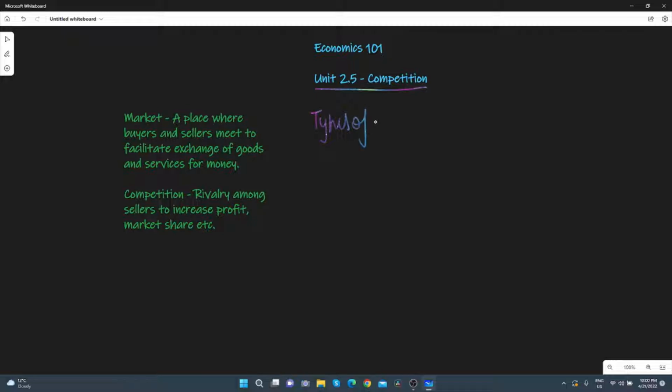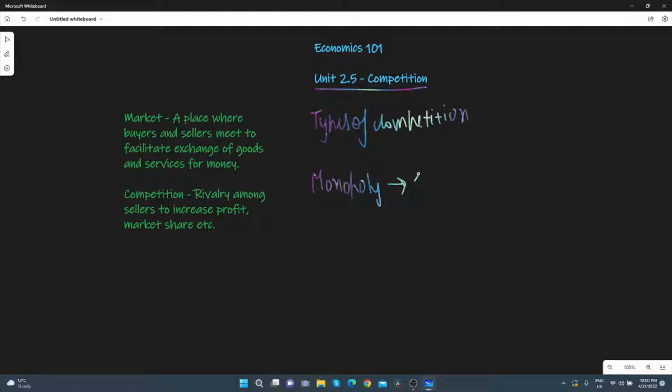This is very important. Types of competition. The most important ones are basically monopoly and the free market ones. We'll first start by looking at what a monopoly is. A monopoly is where one firm dominates the market.